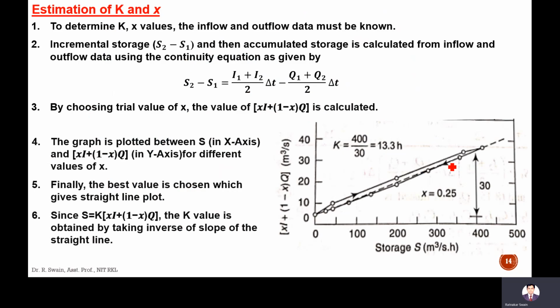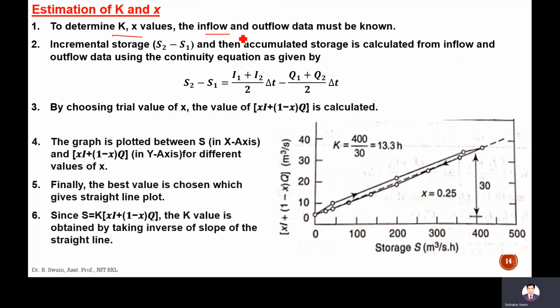Next topic is estimation of Kx. If Kx is not given, how do we calculate it? To determine the Kx value, the inflow and outflow hydrographs must be known. If you don't have the inflow and outflow graphs, then Kx can never be determined. This is a trial and error method. You have to choose different values.